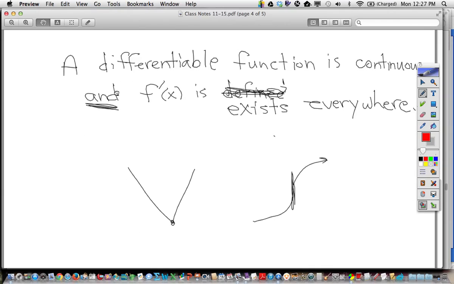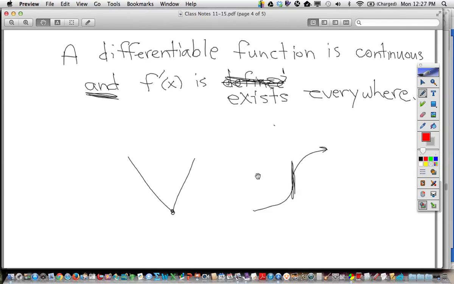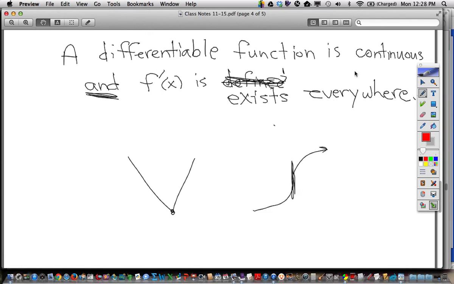And then we added the idea that it's differentiable. Differentiable says, okay, it's got to be all those things. It's got to be continuous, never have to lift your pencil, and can't have any sharp points or vertical tangents. You never lift your pencil on these, so these are continuous, but they're not differentiable, because you have a sudden change, like a sharp point, or you have an undefined slope, so the derivative does not exist. So if the derivative does exist everywhere, and it's continuous, then we say it's differentiable.